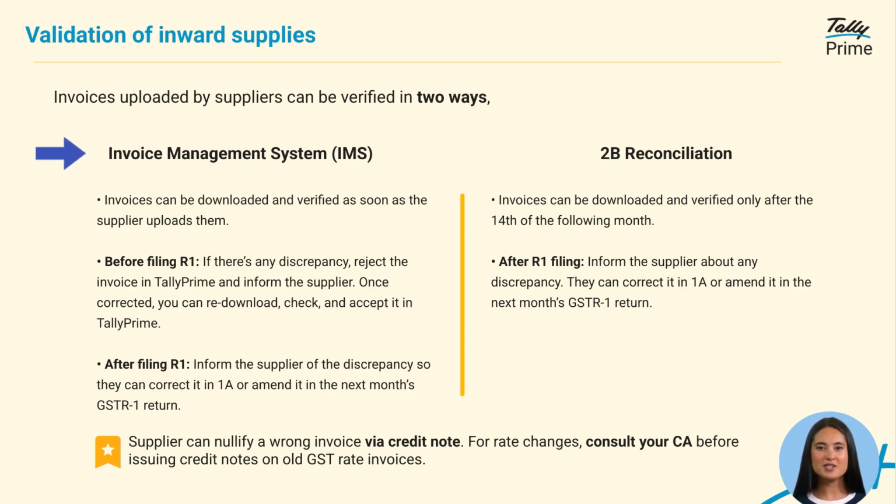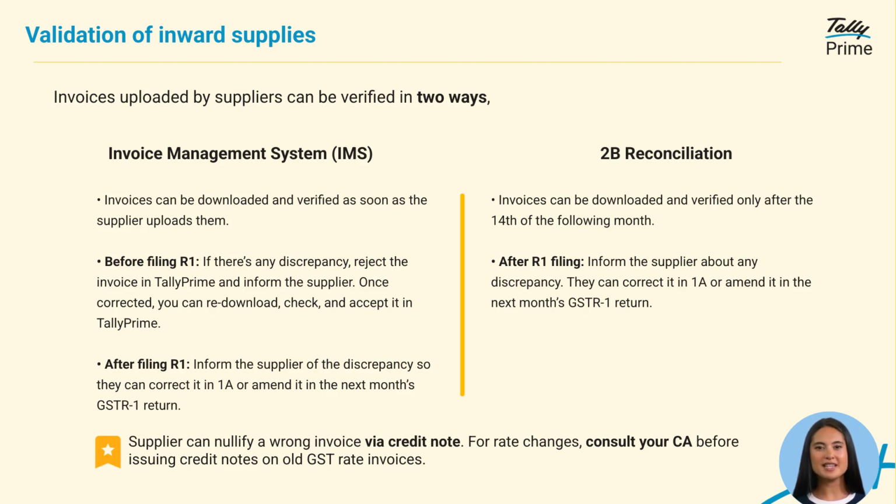If there's a mismatch before filing GSTR1, simply reject the invoice in TallyPrime, inform your supplier, and once they correct it, you can re-download and accept it. Even if you spot a discrepancy after filing GSTR1, you can still notify your supplier so they can fix it in 1A or in the next return.